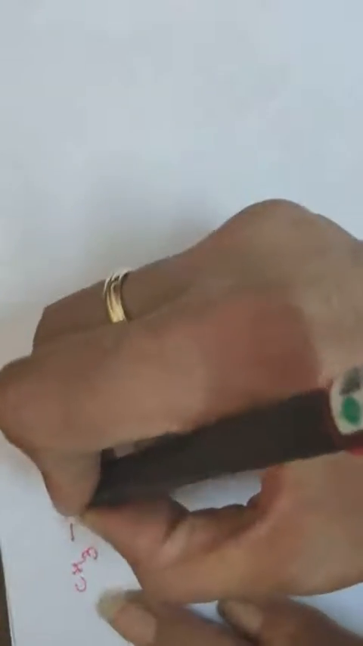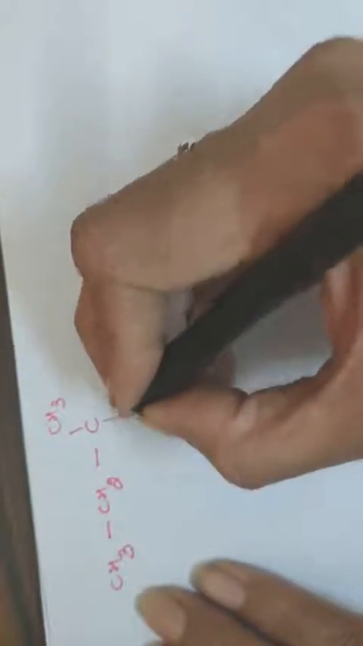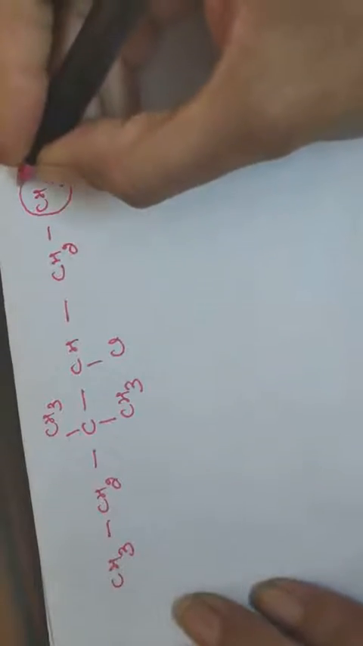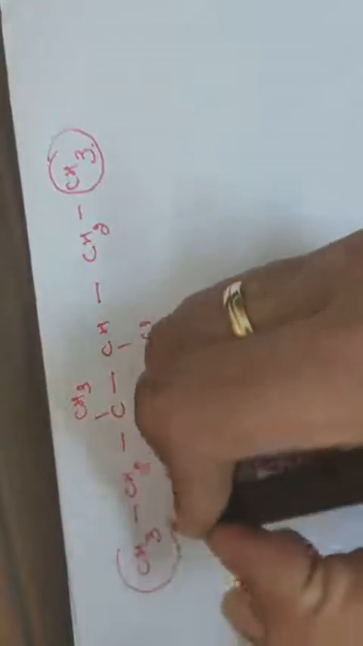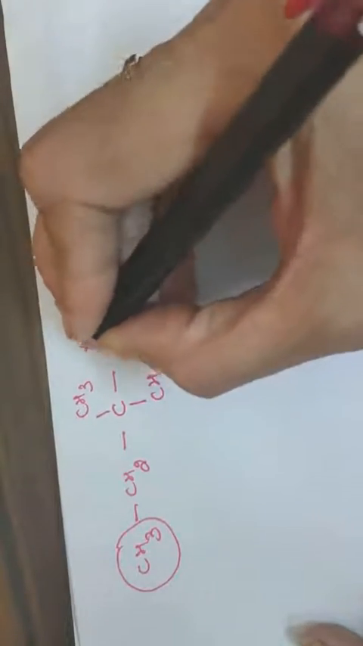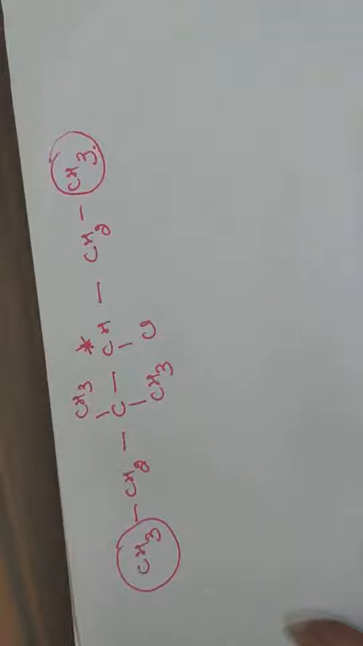Next, you have this CH3, CH2, C, CH3, CH3, CHCl, CH2, CH3. We have no doubt that this will give one signal in the NMR spectrum, and this will give one signal in the NMR spectrum. Now, is any chiral center present? Yes, a chiral center is present.